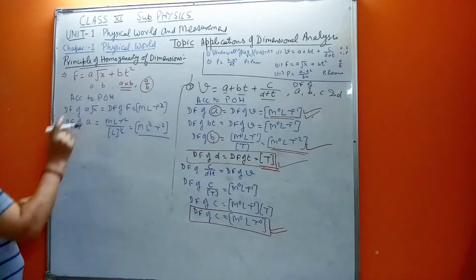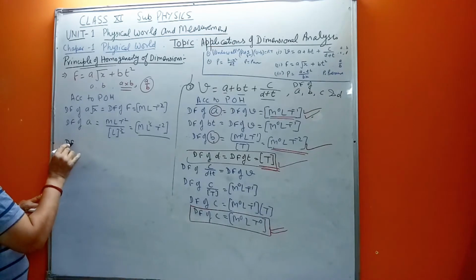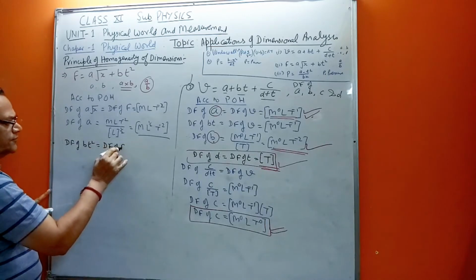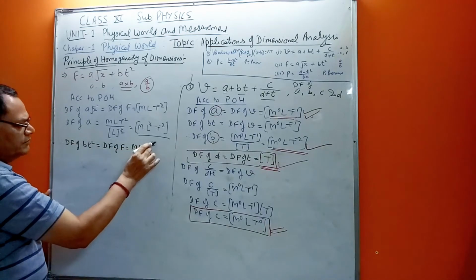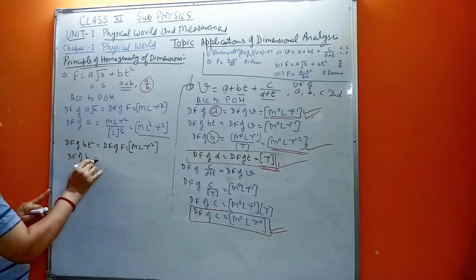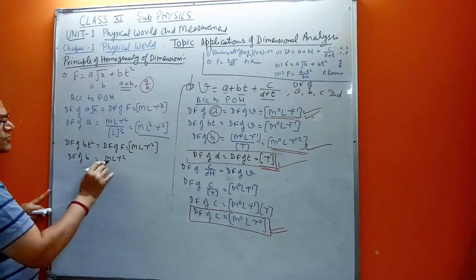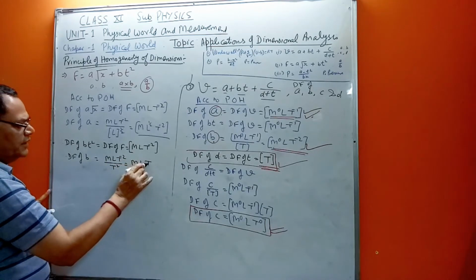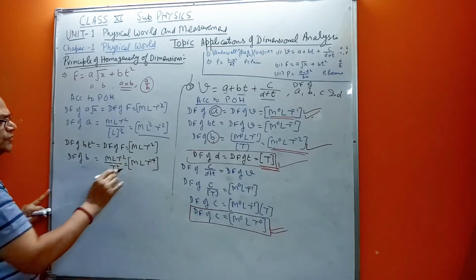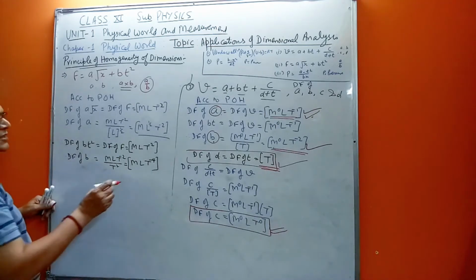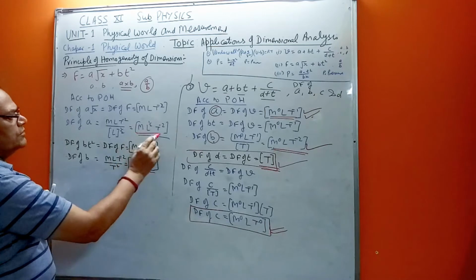Similarly, we can equate the second term as well. So again we can say the dimensional formula of B into T square is nothing but the dimensional formula of force, that is MLT^-2. So the dimensional formula of B is MLT^-2 upon T square, that is T^2. So this becomes MLT^-4. Clear? So this way we can find the dimensions of B as well. So the dimension of B is this and the dimension of A was this.